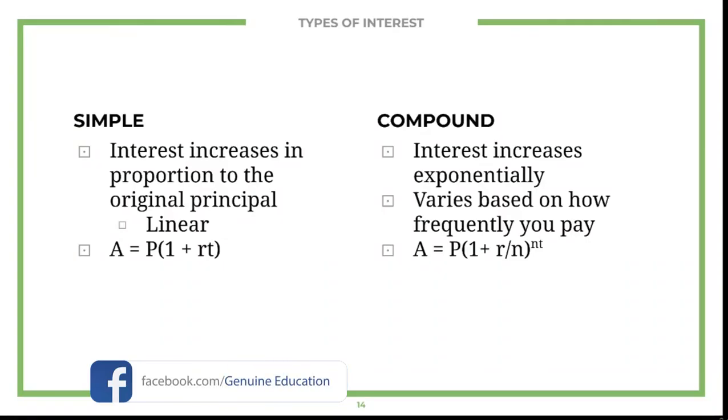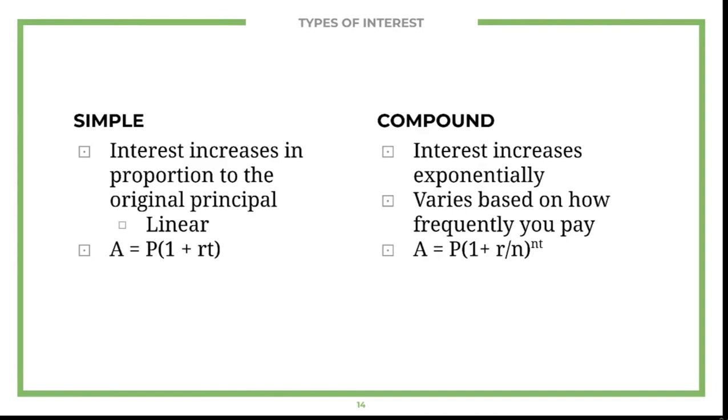So there are ultimately two different kinds of interest. The first one is called simple interest, and this is linear. This is a linear form of interest where the interest increases in proportion to the original principal. So if you see this formula, it has the amount equals the principal, so that's the initial amount you paid, times 1 plus the rate times the duration of that interest.